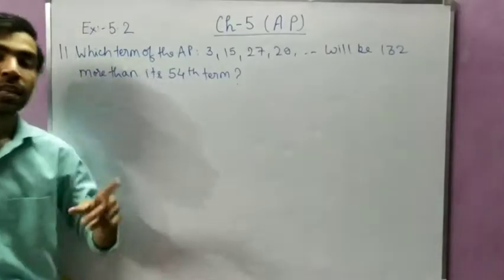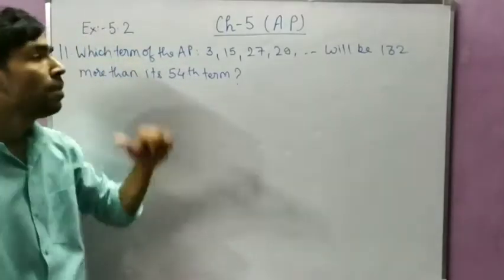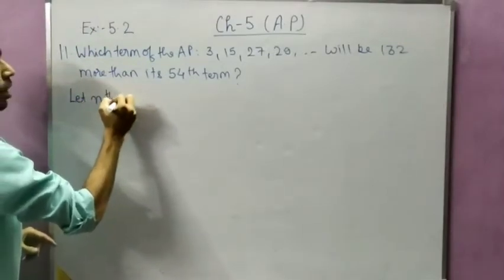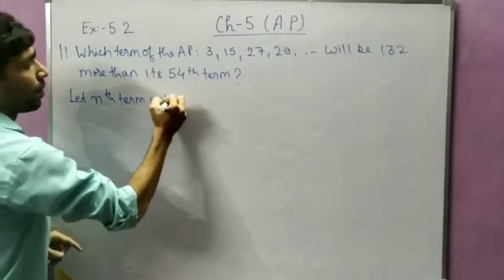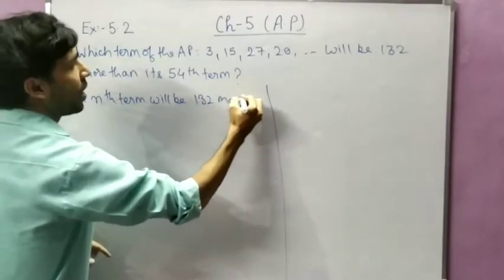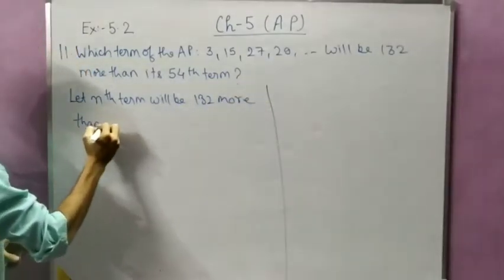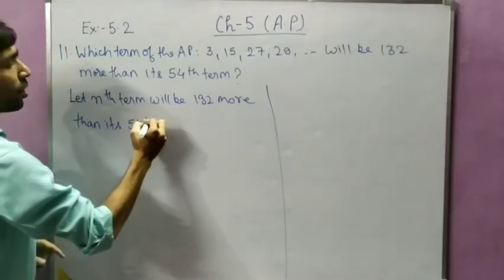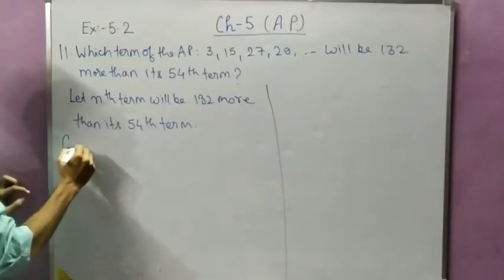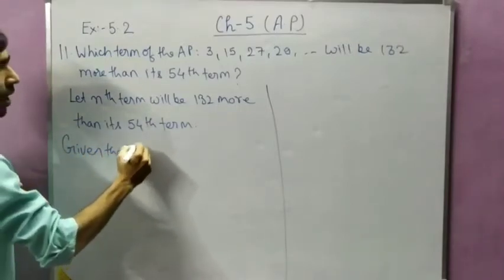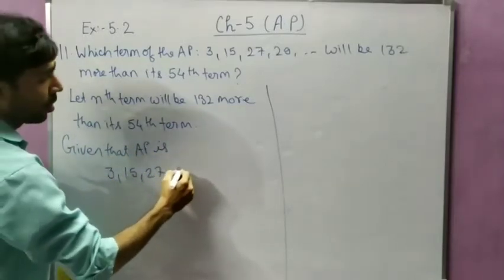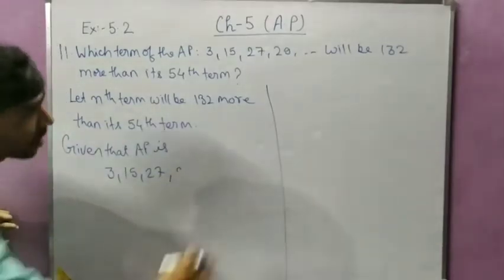Okay, so I told you in the previous part, whenever "which term" is written, you will assume the nth term will be 132 more than its 54th term. Now, what is given, students? Given that the AP is 3, 15, 27, 39.